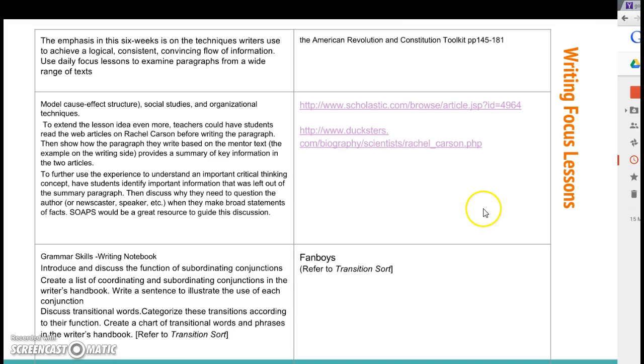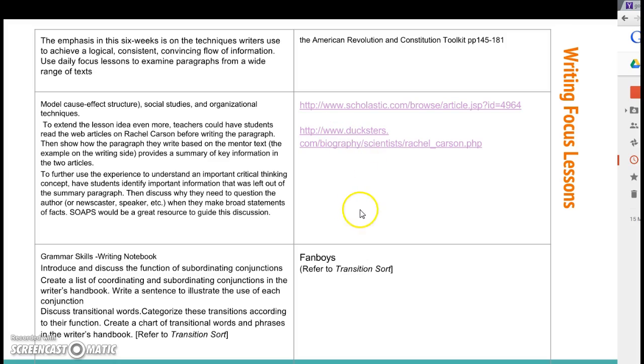Here are some of the focus lessons from the unit overview. You're going to emphasize the techniques writers use to conceive a logical, consistent, convincing flow of information. Use daily focus lessons to examine paragraphs from a wide range of text. Once again, that comprehension toolkit can help you as you look at how authors shape the flow of information in those texts.